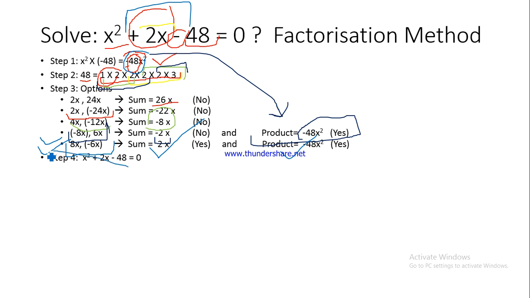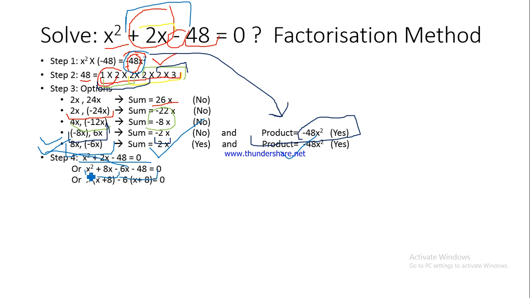So now how do I split it? x square plus 2x minus 48 is equal to 0. I'll split the middle term in this particular fashion, 8x and minus 6x. So I do that, and then I'll be using my normal procedure. I'll form pairs of two terms each. So I have formed one pair here and the other pair here.